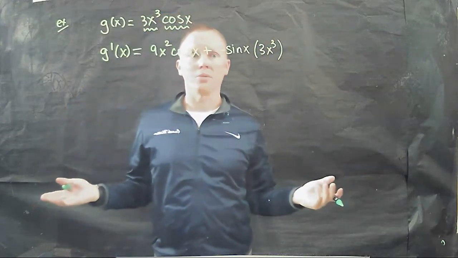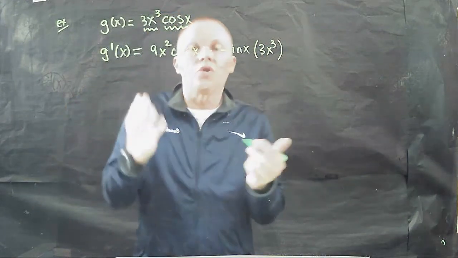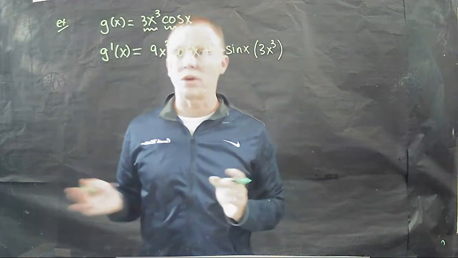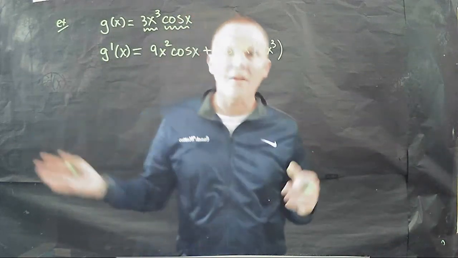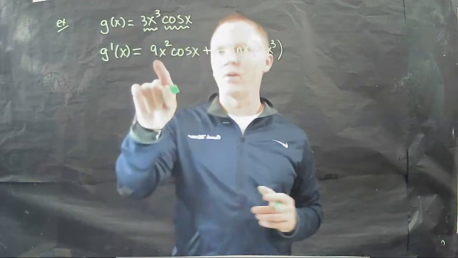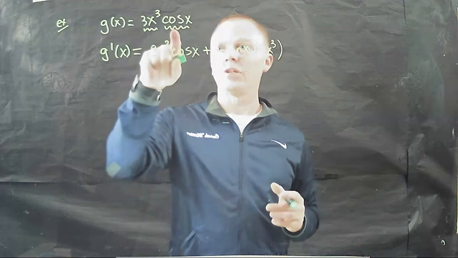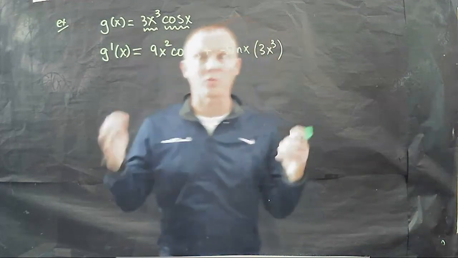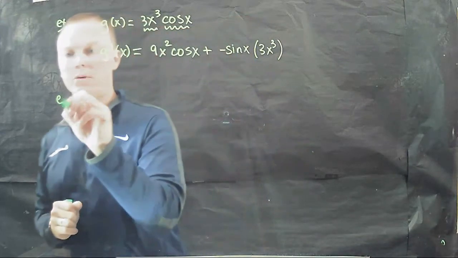And we're done, people. We're done. I mean, you could make that a minus sign. You could factor out a 3x squared if you wanted to, but you don't have to. I want to see that you can execute the product rule there with precision. Derivative of the first times the second, plus the derivative of the second times the first. That's what I want to see. Okay? Let's do another one.